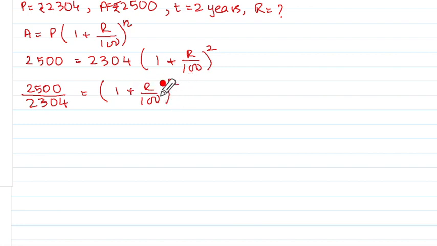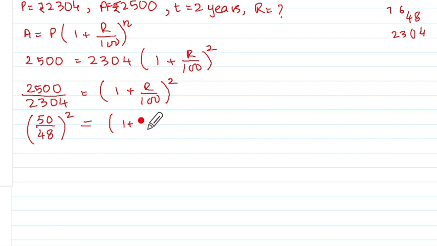Now if there is a square here, these numbers also must be squares. Now 2500, this is 50 square, correct? So this probably is going to be 48 square. Let's check it up. So it is 50 upon 48, the bracket square, is equal to 1 plus R upon 100. So you have to see the number patterns. So taking square root, 50 upon 48 is equal to 1 plus R upon 100.